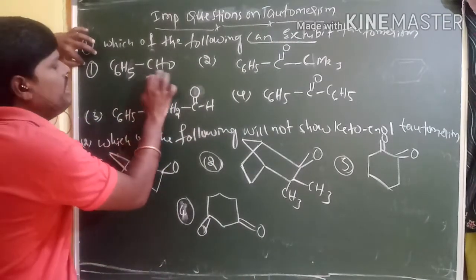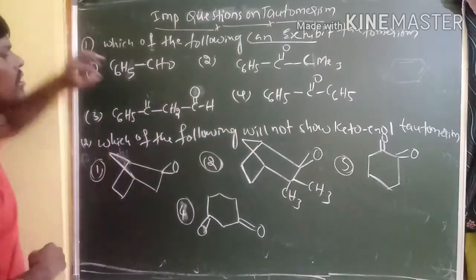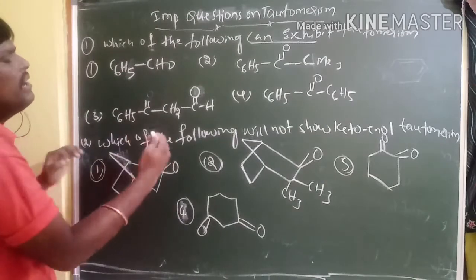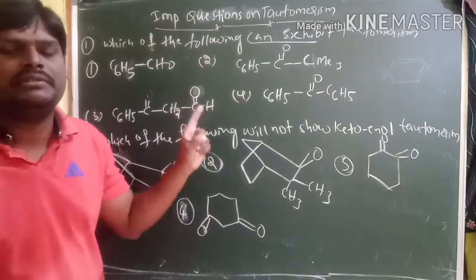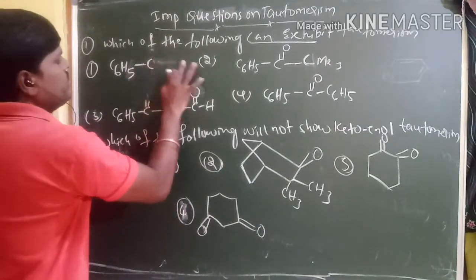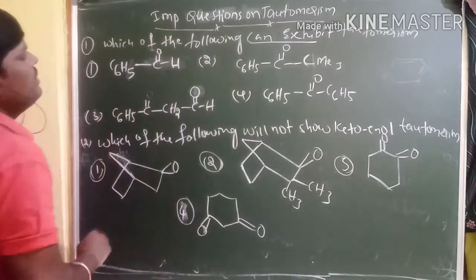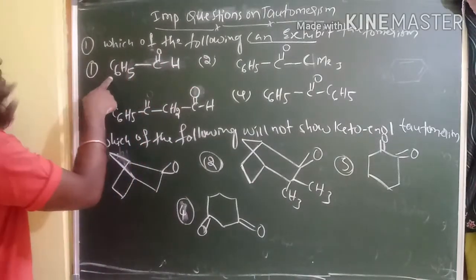Here this is an aldehyde. Now CHO is an aldehyde. An aldehyde is a carbonyl compound in which the C=O group is attached to an sp3 carbon. That is the first requirement to exhibit tautomerism. So write down the structure for an aldehyde: the C=O group is attached to an sp3 carbon.